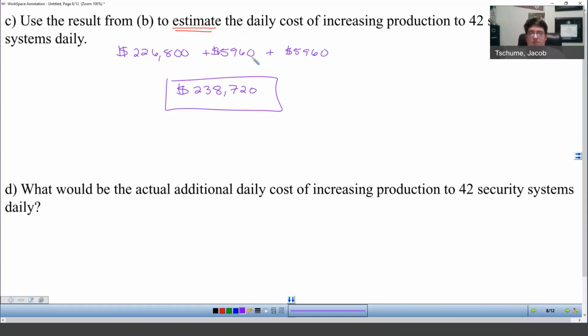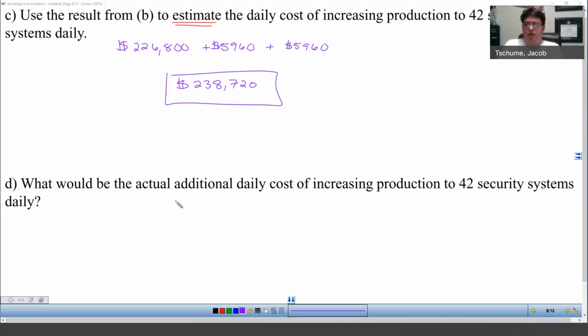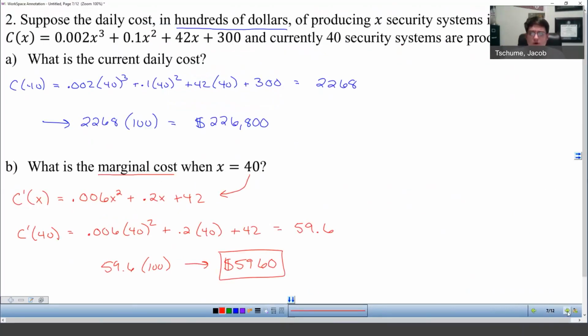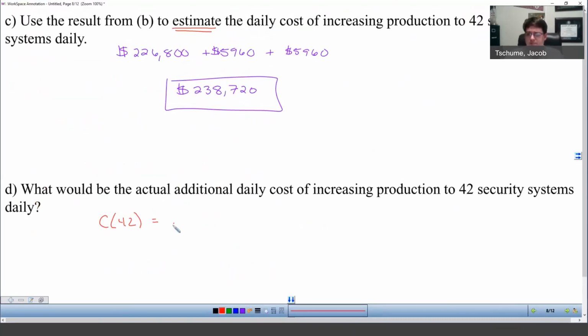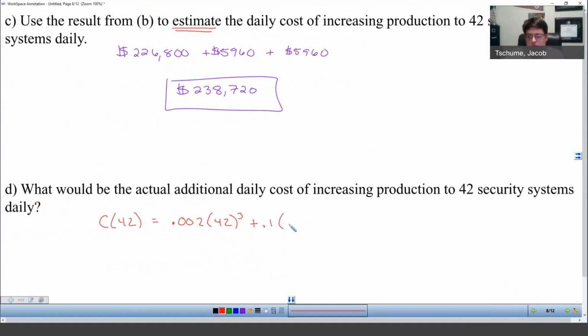So now the question becomes, what would be the actual additional daily cost of increasing production to 42 security systems? So in this case, I want to know actually what is C of 42. So I want to go back to my cost function, and I just want to plug 42 in. So let's see how close we are. That's going to be 0.002 times 42 cubed. Hopefully you have this in front of you while I do this. Plus 0.1 times 42 squared plus 42 times 42, and I believe it was plus 300.